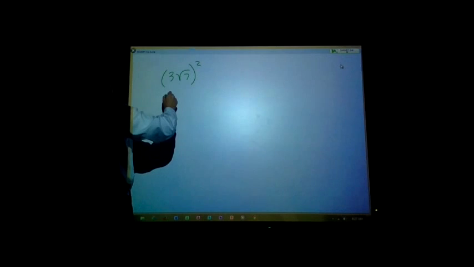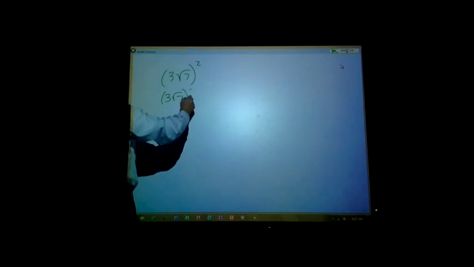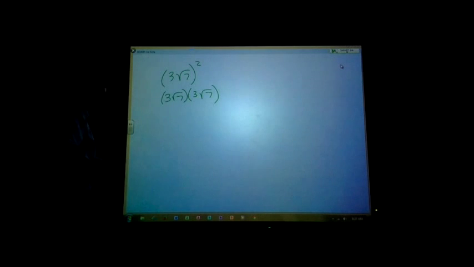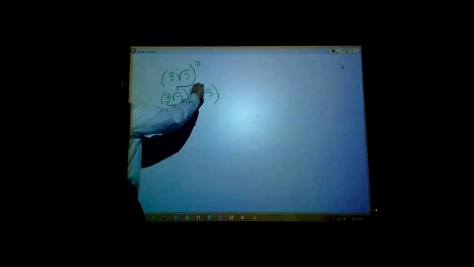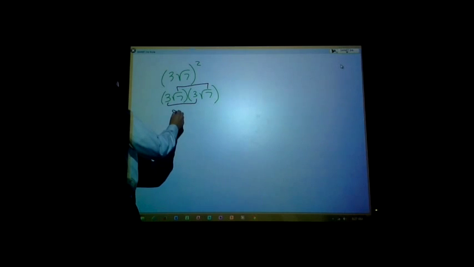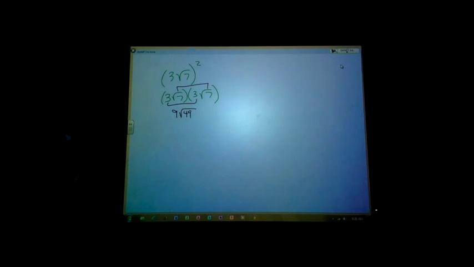How many 3 root 7s are being multiplied together? 2 of them. Some people might see this and want to distribute it in, but you have to see the math that's taking place. These mean the exact same thing. If I'm multiplying radicals, I multiply the numbers outside: 3 times 3 gives me 9. Then 7 times 7 is 49. The square root of 49 is 7. So the answer to this is 63. So now we can get rid of a radical sometimes.